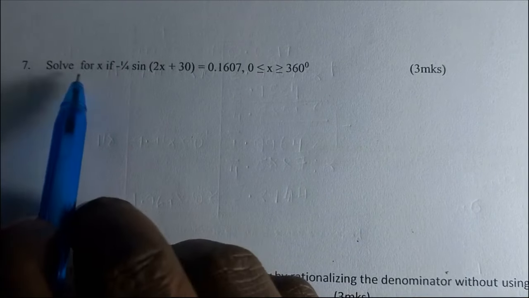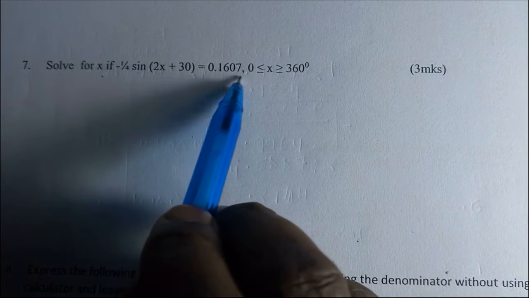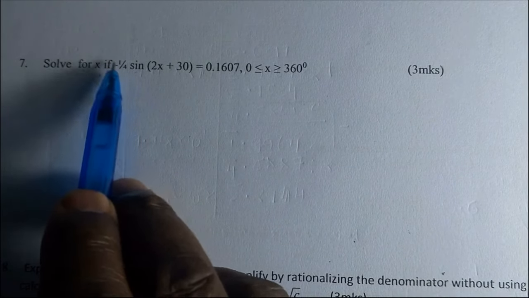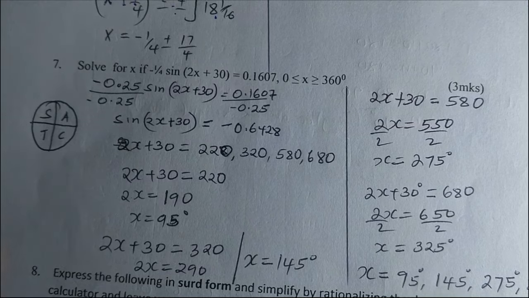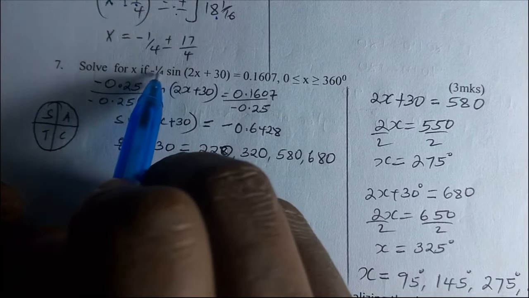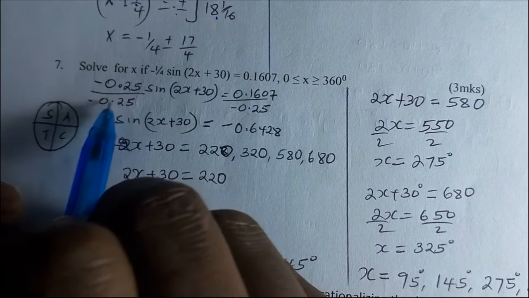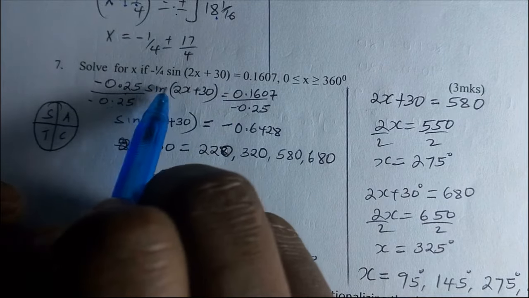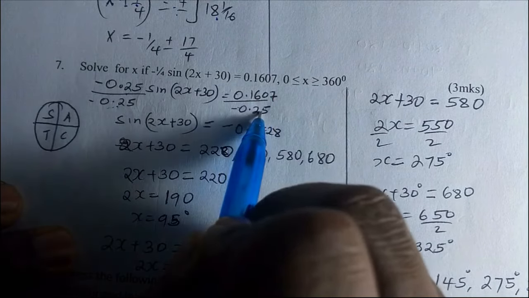Solve for x in this range. The first thing you need to do is to remove this coefficient of the sine here. You divide by both sides. So this is negative 1 over 4, which is the same as negative 0.25. To remove this one here, you divide the left side with this and the right side with that. So this one gets out.